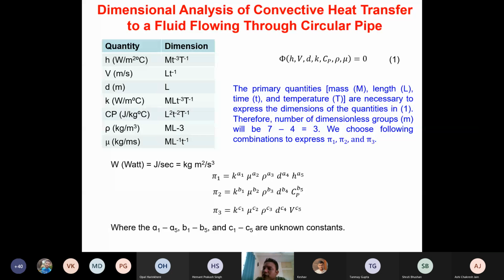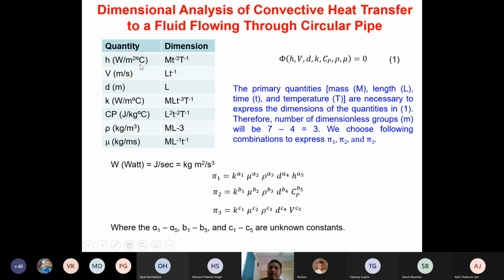So as we have said, for a pipe flow, h is related to velocity, diameter, thermal conductivity, specific heat Cp, rho and mu. So we have a relationship phi(h, V, d, k, Cp, rho, mu) = 0, so that we know that h is related to all these. Let's look at the dimensions of each of these quantities.